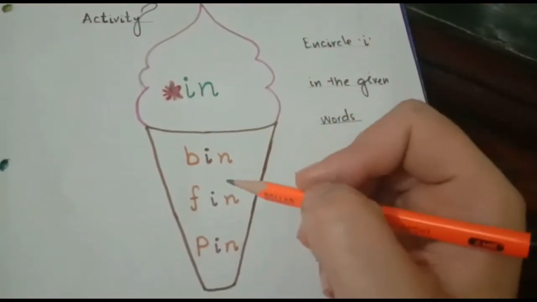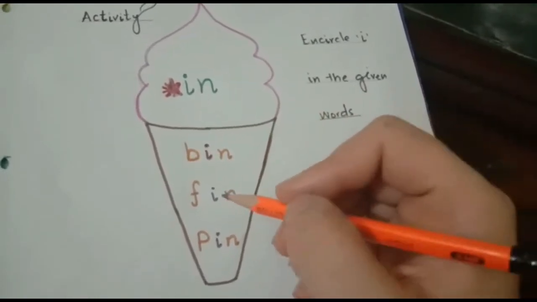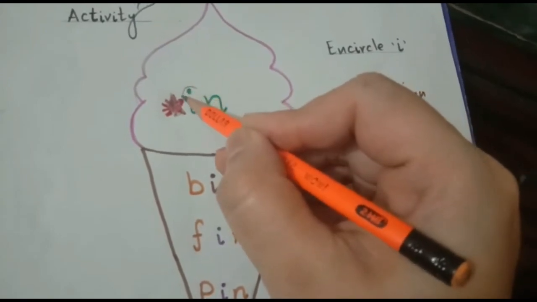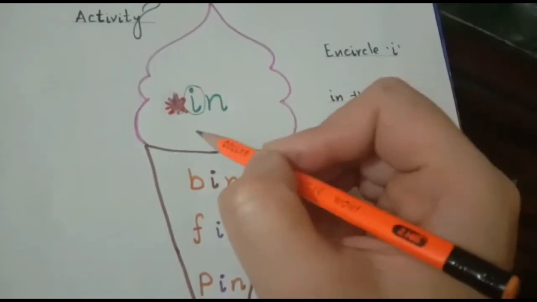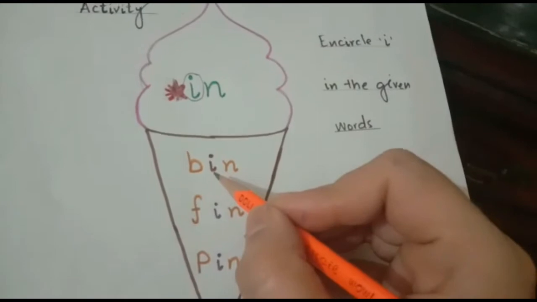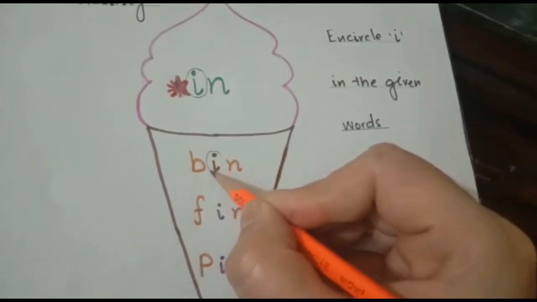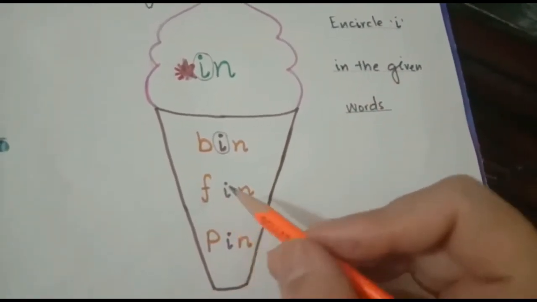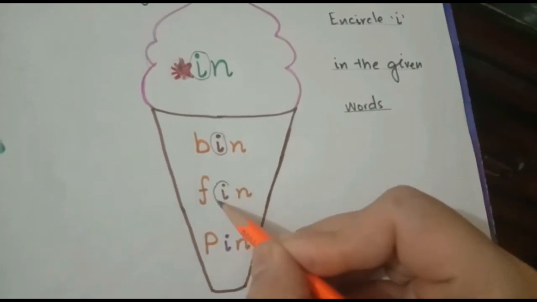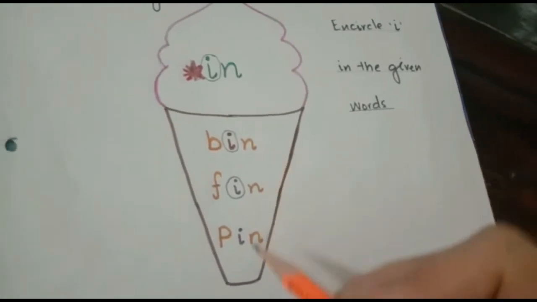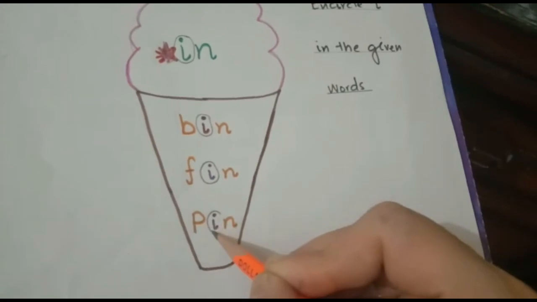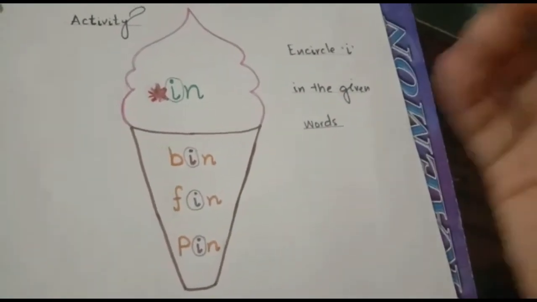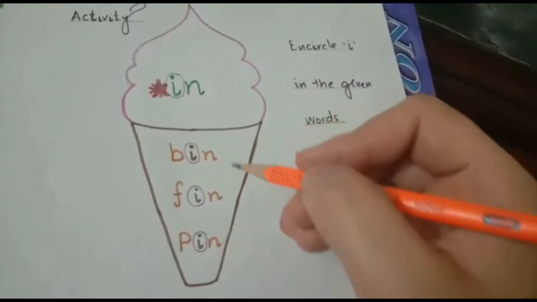Now we will encircle the letter I in the given words. First of all, I will encircle the letter I for the word N. Now next, I will encircle the letter I for bin. Next, I will encircle the letter I for fin. And now I will encircle the letter I for pin. Good. Here we will use the short sound of letter I for these words.